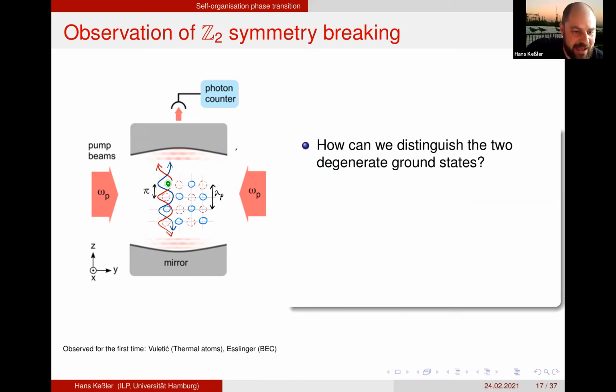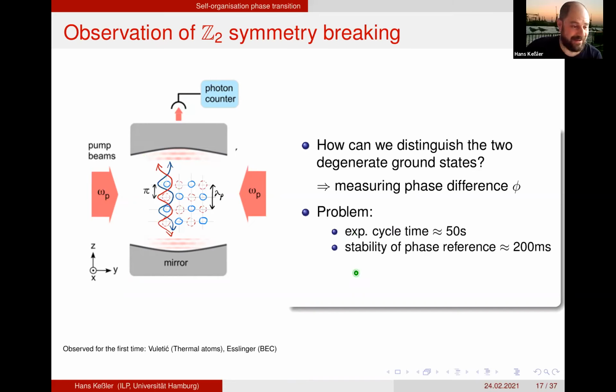Think about the atoms localized at the blue sublattice, so the blue lattice sites, let's call it the even lattice, and scatter photons. If you compare it to the atoms localized at the red spots, the phase of the cavity field is shifted by pi. And if we now measure the phase difference of the field leaking out of the cavity, so the phase of the intracavity field with respect to the pump field, we can distinguish these two states. There's just one technical problem.